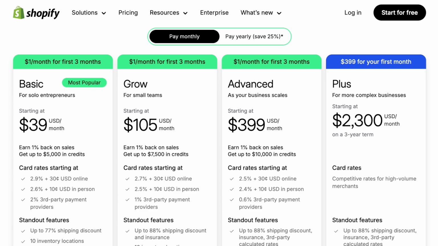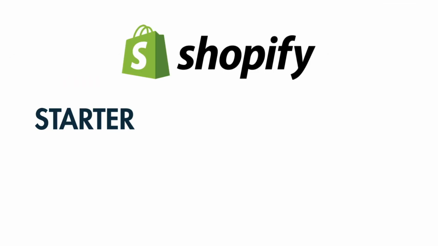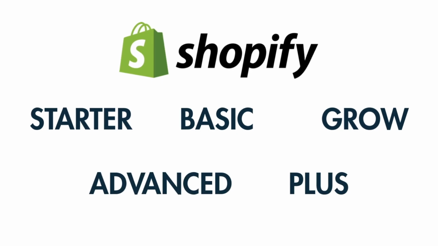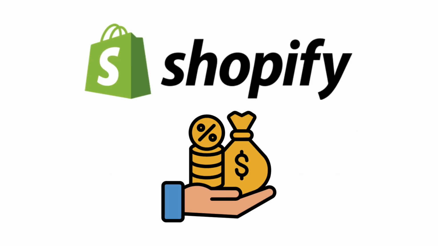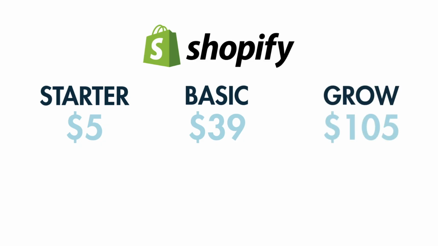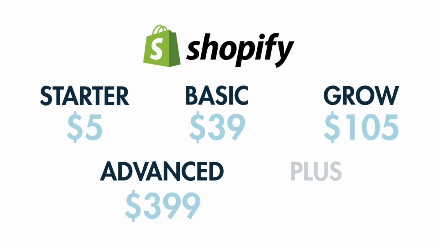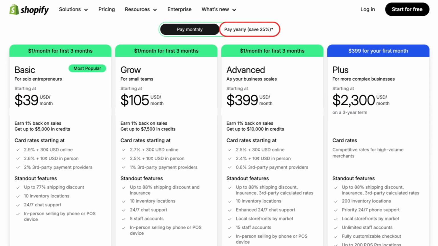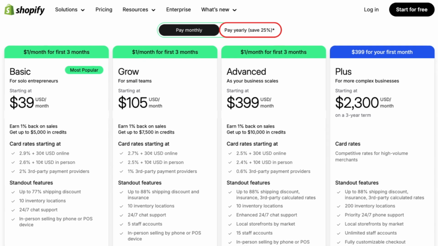Shopify gives you 5 main plans to choose from: Starter, Basic, Grow, Advanced, and Shopify Plus. The monthly fees for these are as follows: Starter, $5; Basic, $39; Grow, $105; Advanced, $399; Shopify Plus, negotiable but starting at $2,300 per month. If you pay annually, you get a 25% discount on your fees.